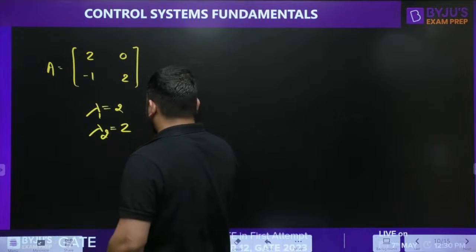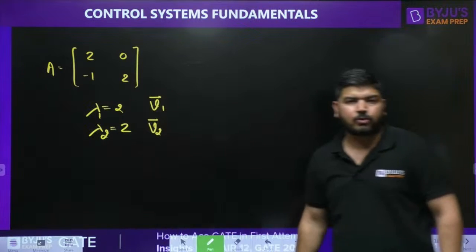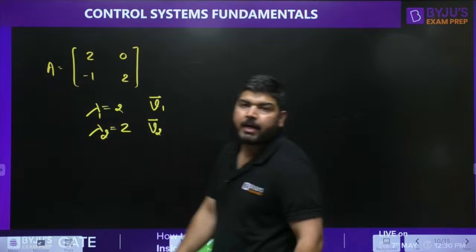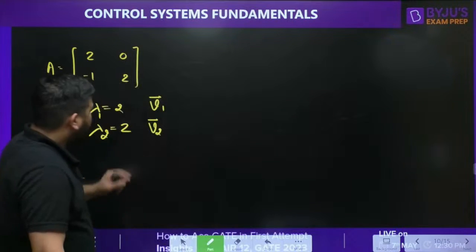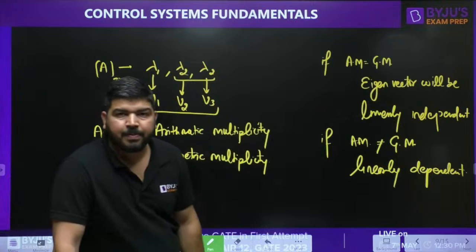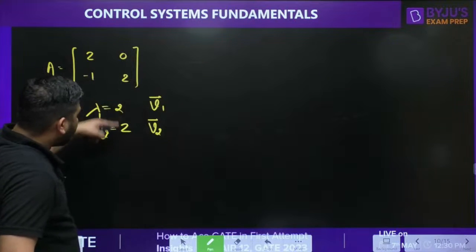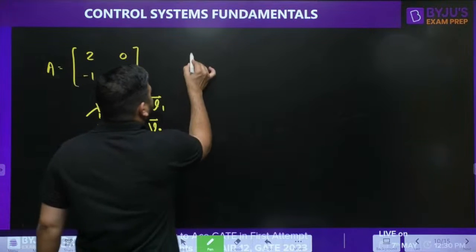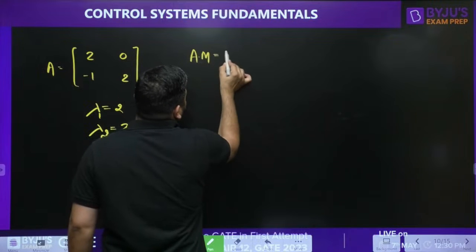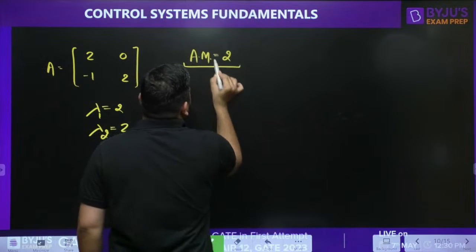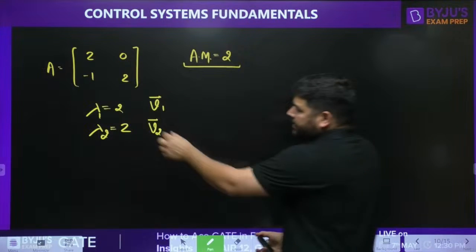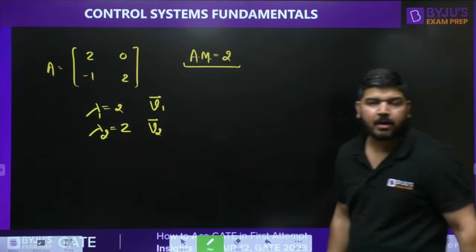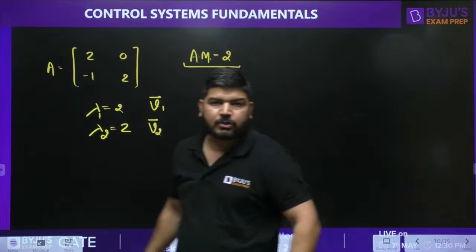For this eigenvalue, let's say the eigenvector is V1, and for the other, V2. Now we need to check whether these two vectors are linearly dependent or independent. How to check? Let's calculate AM and GM. You can see that lambda is repeated twice, so arithmetic multiplicity is 2. Arithmetic multiplicity means how many times this lambda is repeated. Lambda 2 is repeated twice, so the arithmetic multiplicity is 2.